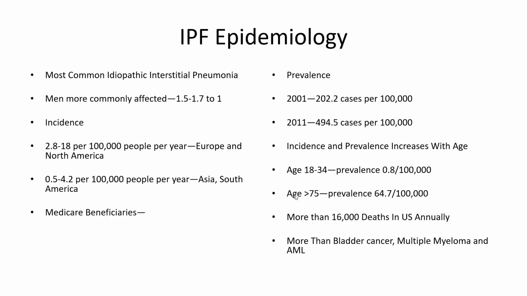So a word on IPF epidemiology. It is the most common of the idiopathic interstitial pneumonias, or that histologic pattern. We can see that it seems to be more common in folks of European and North American extraction than those of Asia and South America. And if we look at the prevalence from 2001 to 2011, it is increasing. Now, if we go all the way down to the second to last column on the right, we can see that it produces more than 16,000 deaths annually in the United States, and that's more than bladder cancer, multiple myeloma, and acute myelogenous leukemia. So IPF does represent a significant burden of morbidity and mortality in the United States.